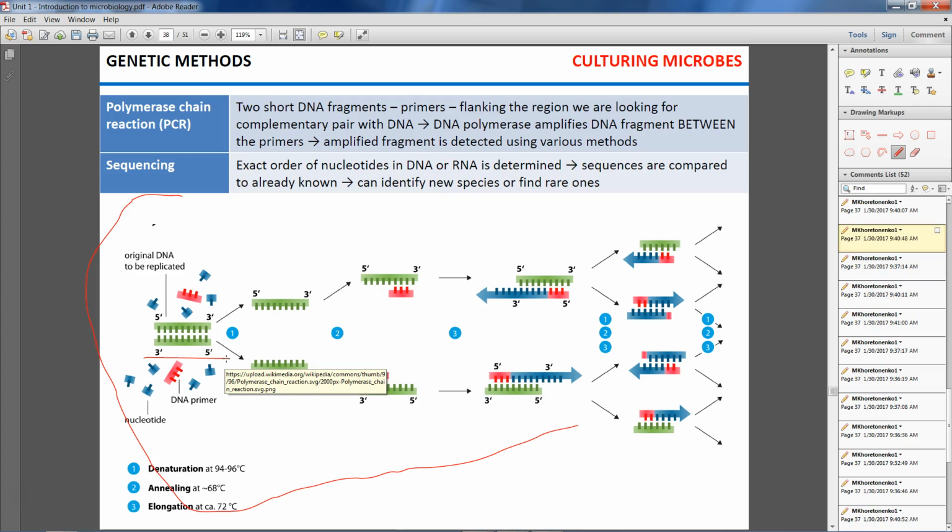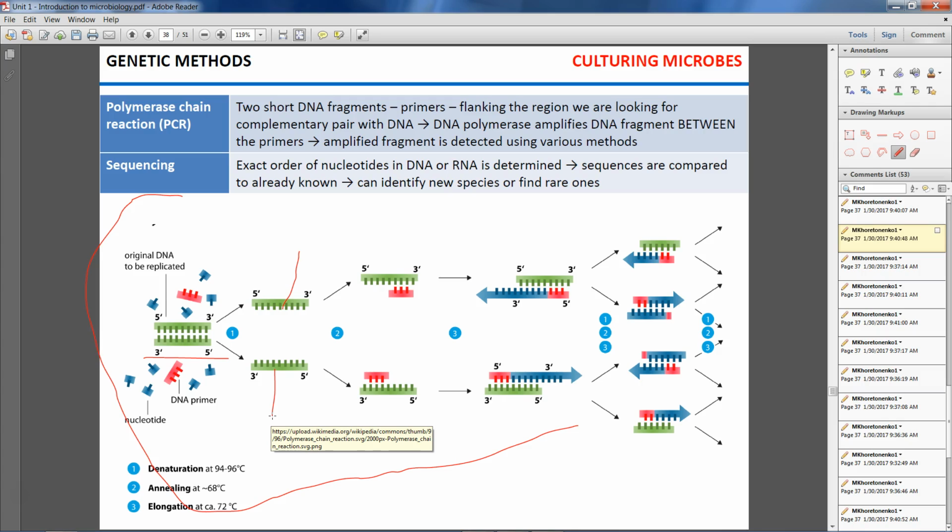How do we break down hydrogen bonds? What do we have to do? No, water forms hydrogen bonds. Water is liquid because of the hydrogen bonds. So how do we break them down? Heat, yes. So we heat them up. So we're heating, and we now have two separated strands.